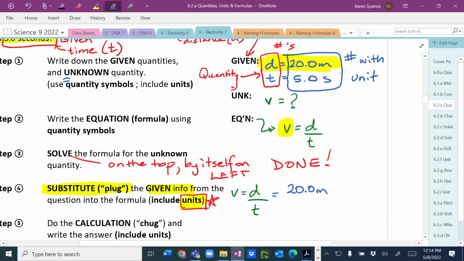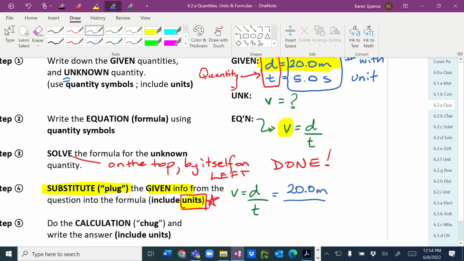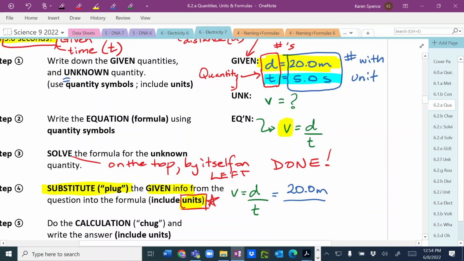Now, if you're doing the enriched material, putting in that 0.0 will be important. If you're not, you can just write 20 and I won't mind. Good? Okay. We are now going to fill in the T. What does T stand for? T stands for time. Okay, and there's our time up there in blue. And so that is 5.0 seconds.